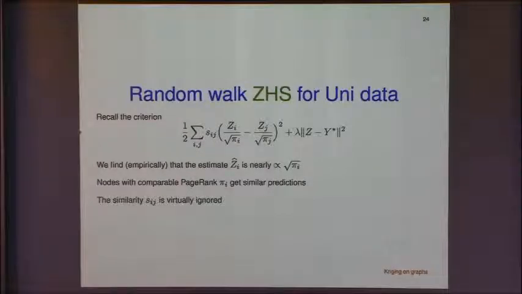Recall, this is the thing that the random walk method is trying to minimize. And we found empirically that it ended up really liking the regression variable square root of PageRank. So the responses on the UK graph came out basically proportional to square root of PageRank. And what that means is that vertices with the same PageRank are going to get pretty much the same prediction. It almost totally ignored the similarity.